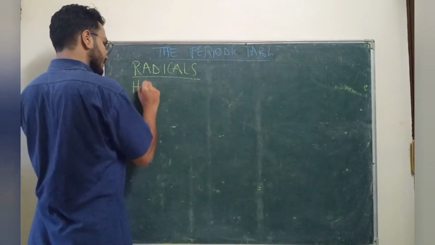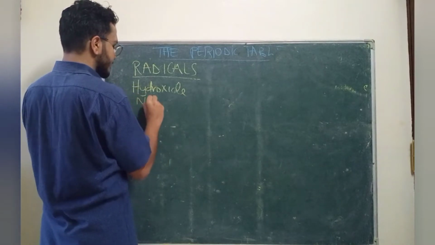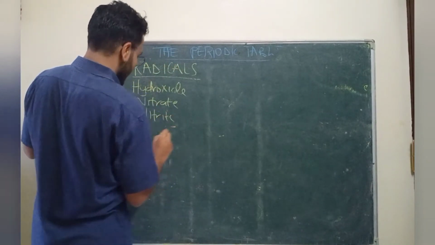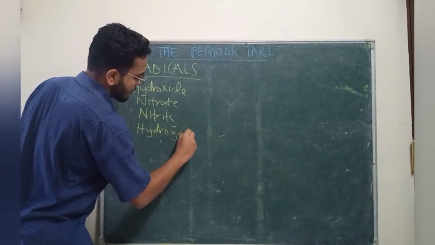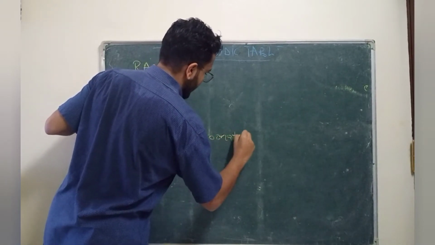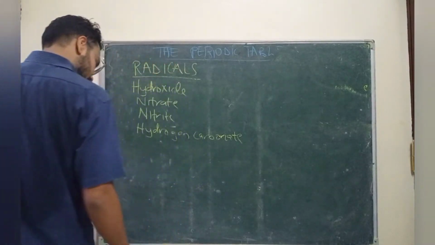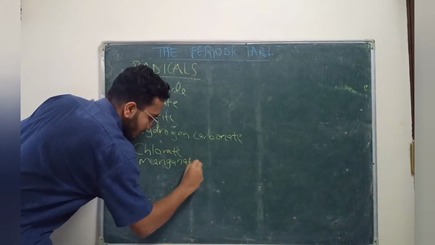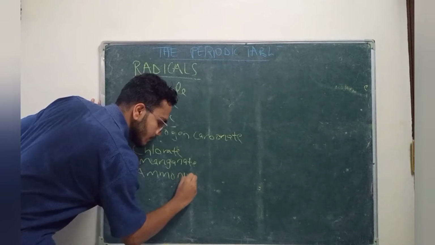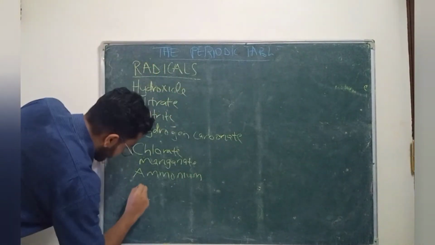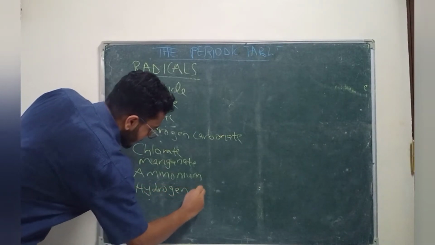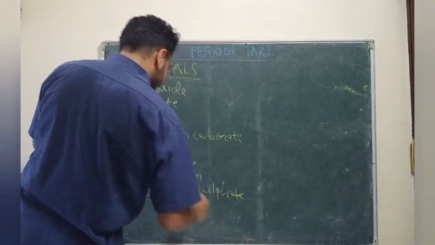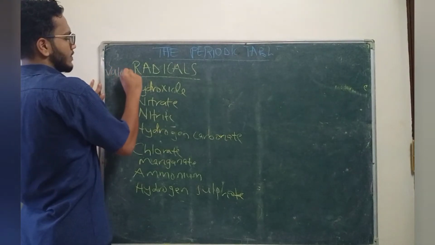We have hydroxide, we have nitrate. These are valency 1 radicals. We have nitrite, we have hydrogen carbonate, we have chlorate, manganate, ammonium, hydrogen sulfate. These are all valency 1.